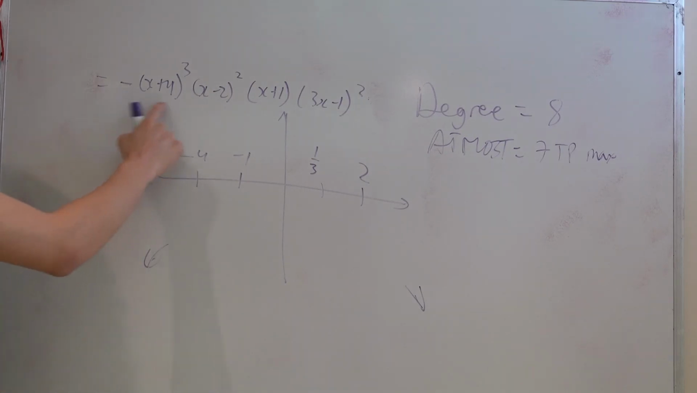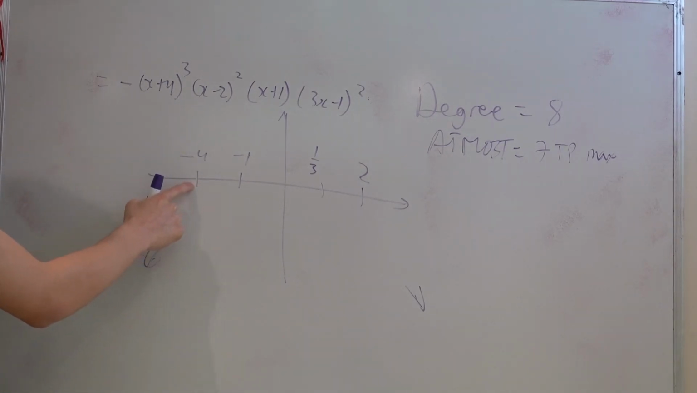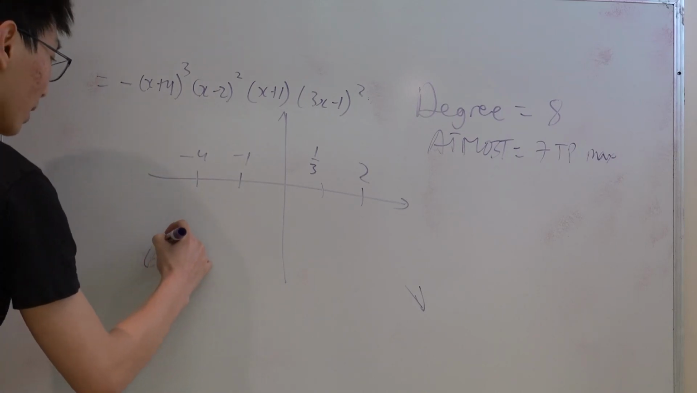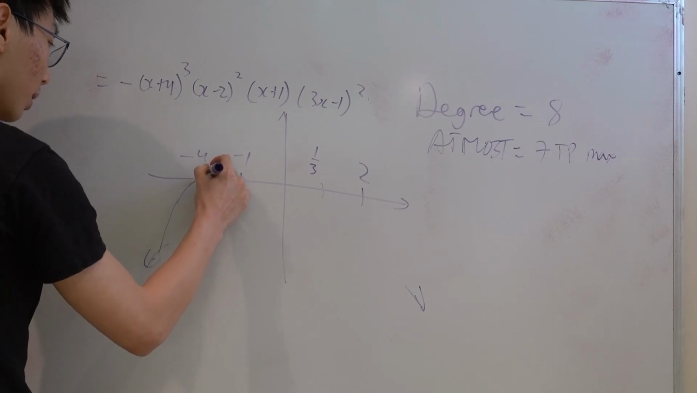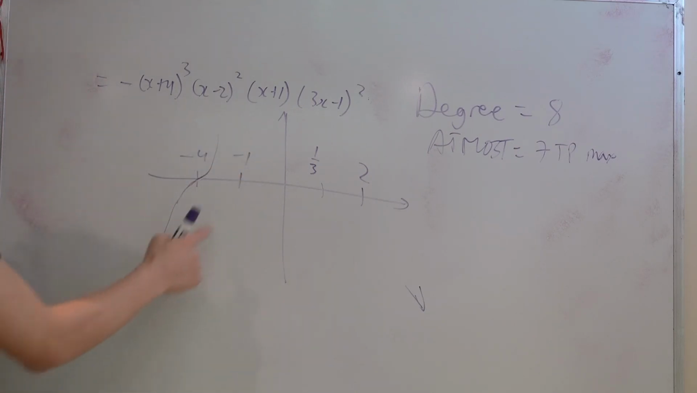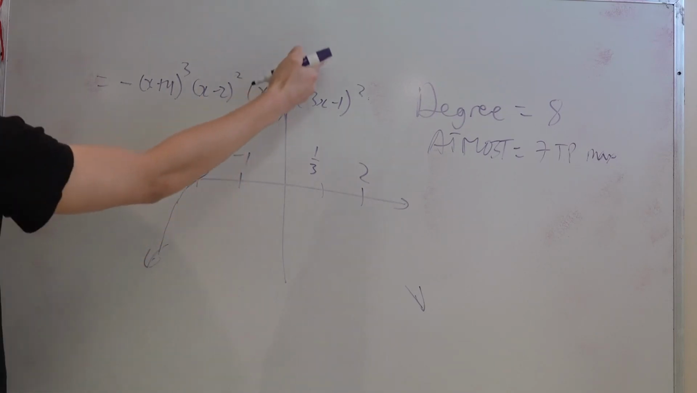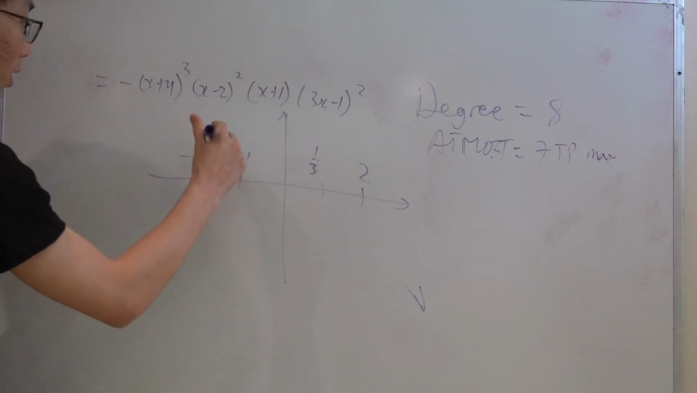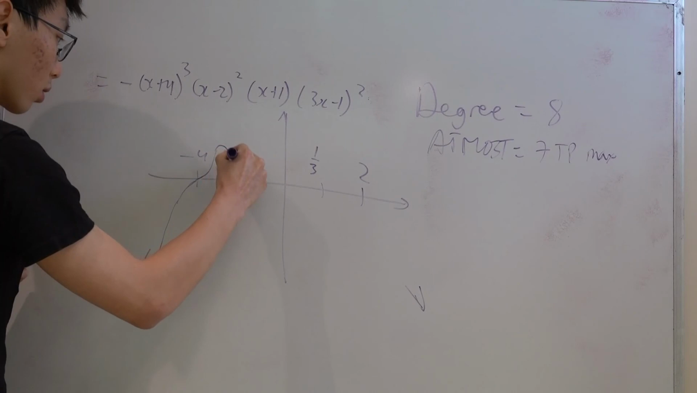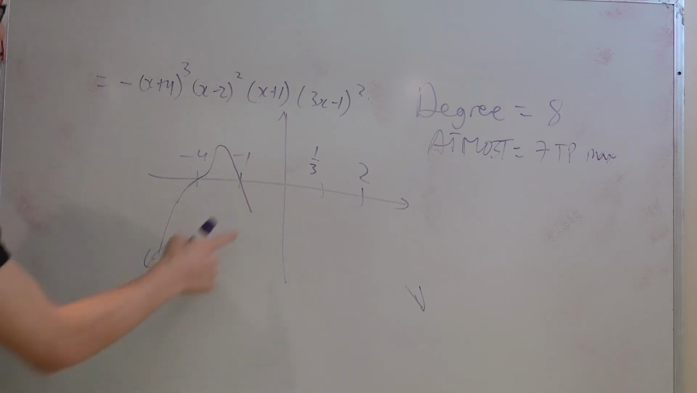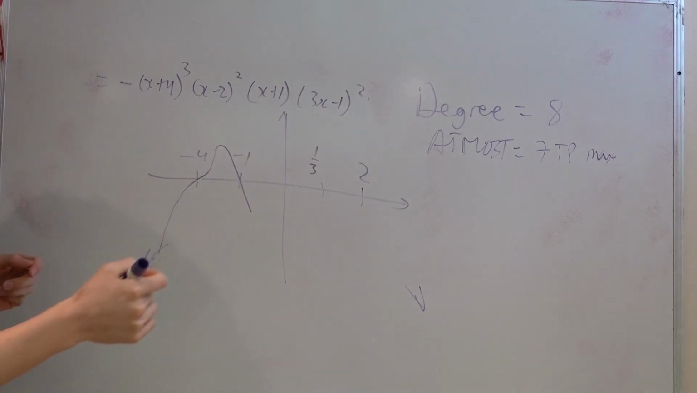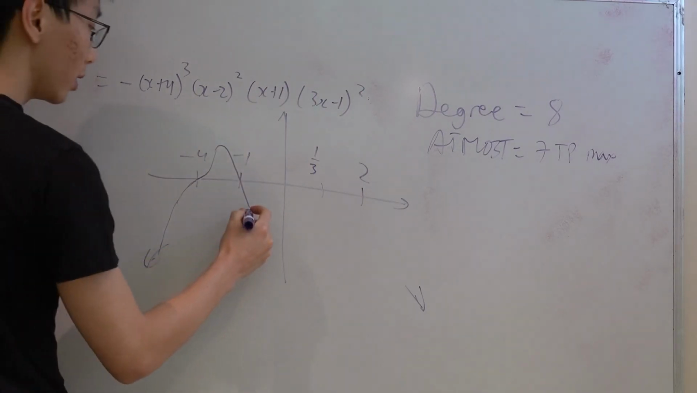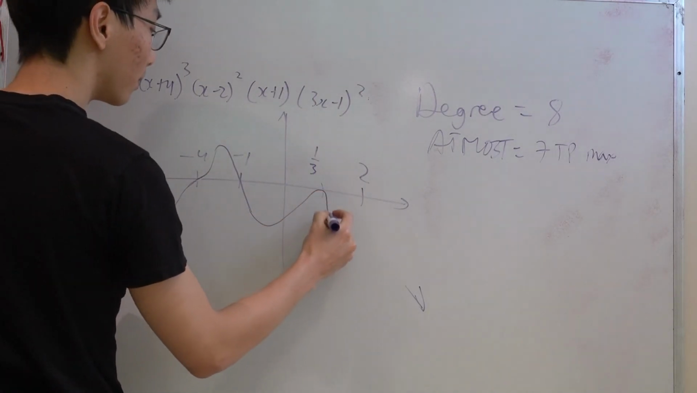Okay? So what happens here, our first 0 is x plus 4. What happens here is that we need a snaking sort of pattern. So something like that. And then the next one is x minus 1. But x minus 1 has multiplicity 1. So we're going to cross. Okay? We're going to cross. And then what's the next one? This one, right? But this one is an even multiplicity. So we are going to do a bounce.